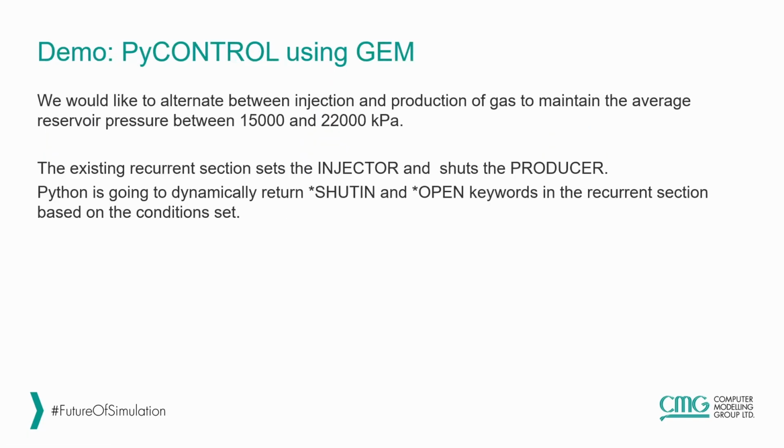Let's have a look at the demo. The first one, I'm going to use PyControl to control injection and production in a GEM data set. It's a very simple data set. We have two wells. The injector is open and constantly injecting. The producer is currently closed, and we want to use PyControl in order to open and shut these wells and maintain the average sector pressure, average field pressure, between 15,000 and 22,000. So let's go into PyControl and have a look.